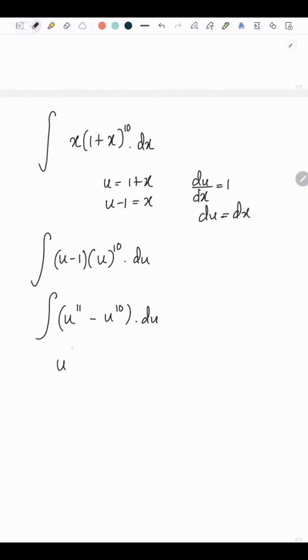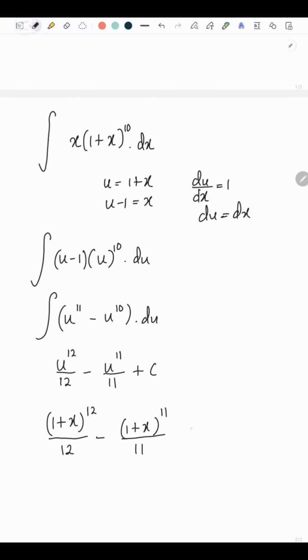So now you have u to the power 12 over 12 minus u to the power 11 over 11 plus c. So your final answer would be (1 plus x) to the power 12 divided by 12 minus (1 plus x) to the power 11 divided by 11 plus c. This is your final answer.